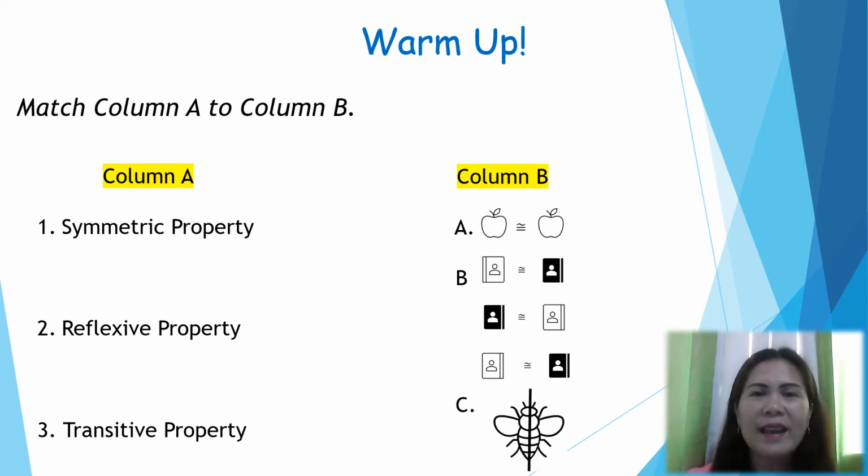How did you find the activity? Were you able to match it correctly? Let us check your answer. For number 1, the answer is C. For number 2, we have A. And for number 3, that is B. From the activity done, you were able to identify the different properties of congruence which is needed in the next lesson.